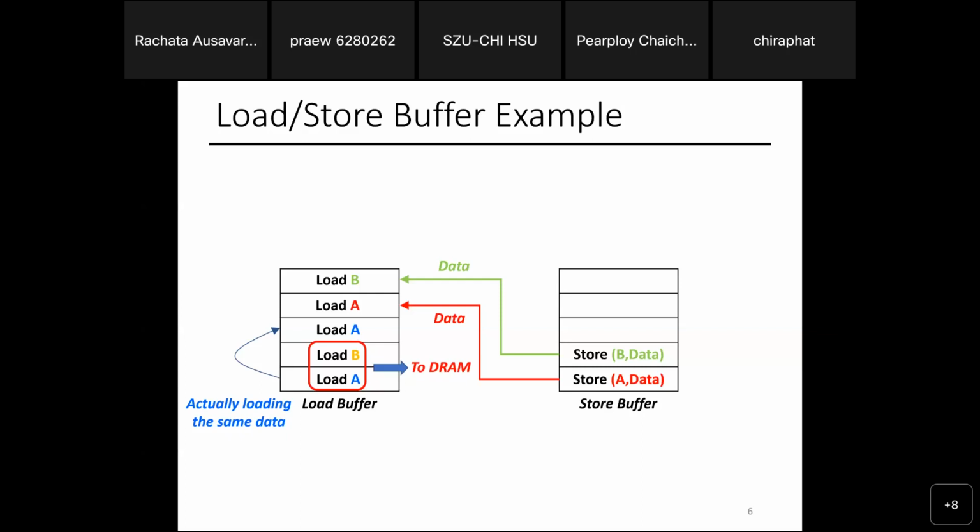Once the data comes back, you clear the entry. Then you move on through the pipeline. Because if you're in the pipeline, you can do data forwarding from the pipeline, so there's no need for them to be in the buffer.